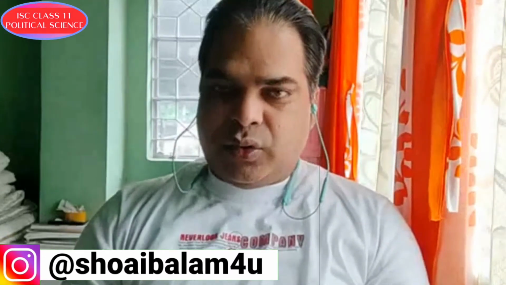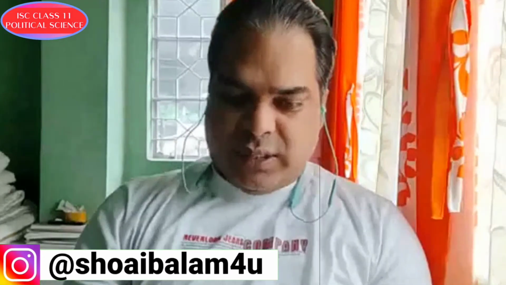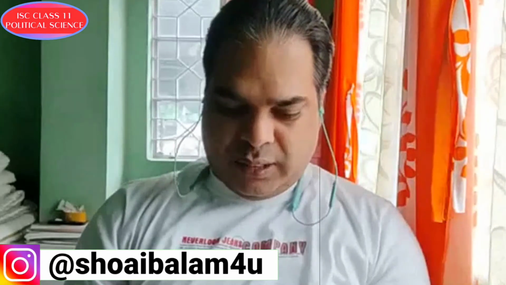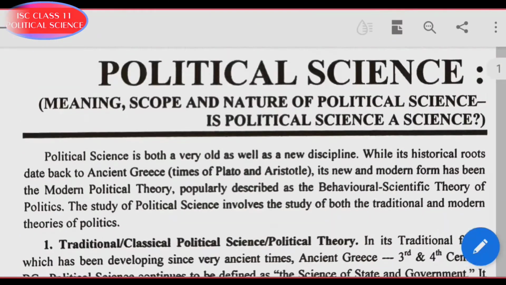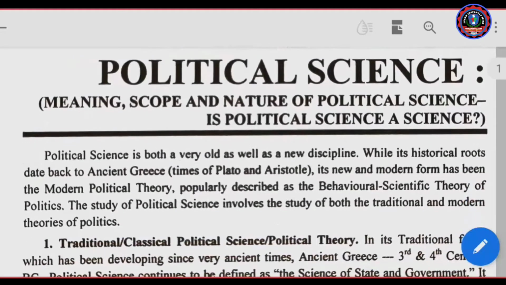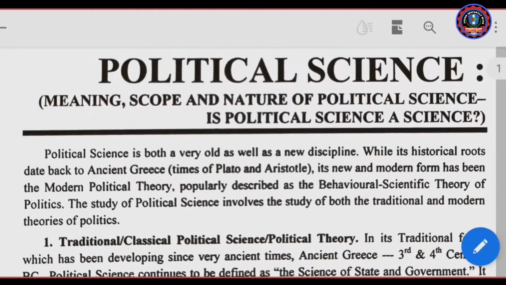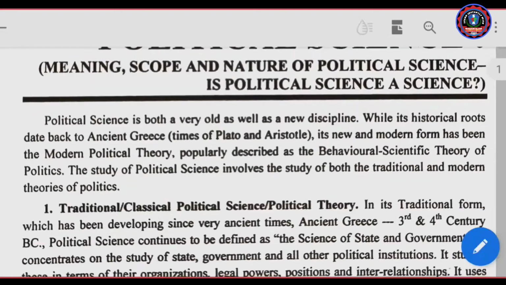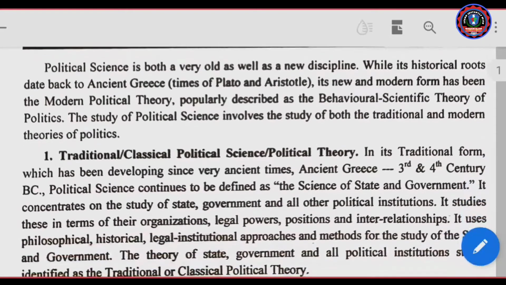I'm going to share my screen so that those who don't have the book can also get help from it. Now you can see here, the first chapter is all about the introduction to political science. In this chapter, we'll study the meaning, scope, and nature of political science. And the last one we'll discuss is: is political science a science? So we need to understand the basics of political science.